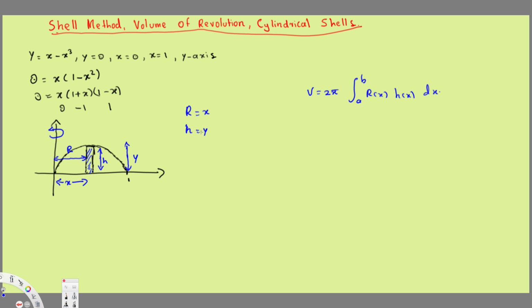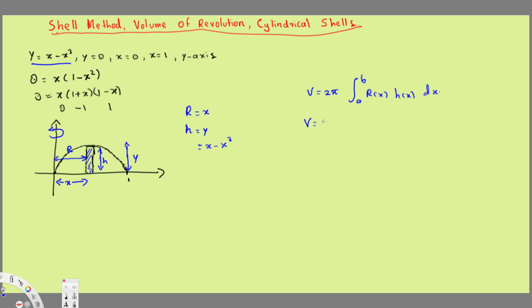Here we have h is equal to y. So I have to find a way to write this in terms of x. If you look at this function right here, that is provided, y is equal to x minus x cube. So I can replace this y with that value. So this is going to be x minus x cube. So now I can write everything in terms of x.